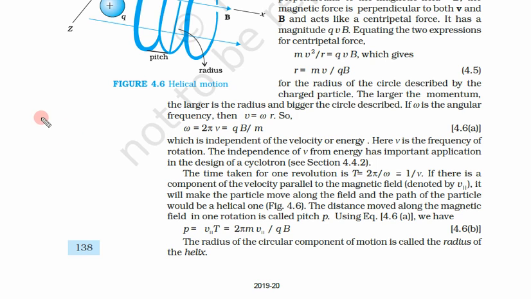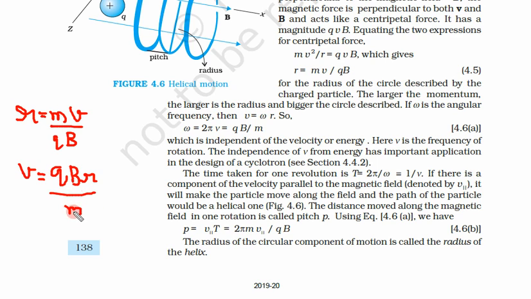Let me write it down here. R is equal to mv by qB. So this was the equation for the radius of that circular motion. Now from this, velocity is simply rqB, that means v = qBr by m.